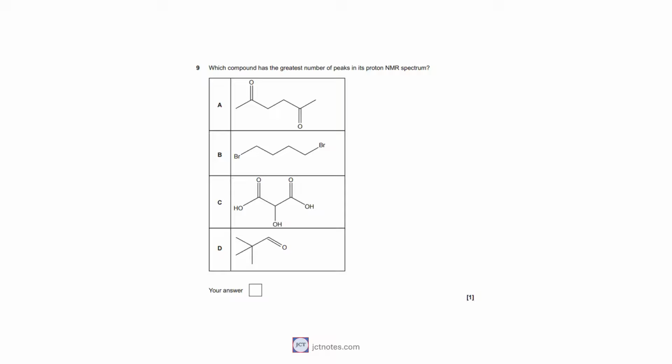In question 9, we are asked which compound of the 4 given has the greatest number of peaks in its proton NMR spectrum. To determine which compound has the greatest number of peaks, we need to identify unique proton environments and count the number of distinct signals. In option A, we have a symmetrical molecule. We have methyl groups on both ends producing one environment. We also have CH2 groups next to the CO, producing another environment. These give a total of 2 NMR peaks.